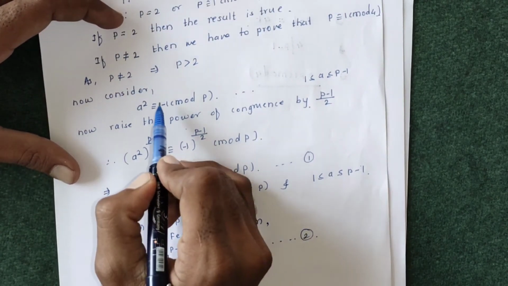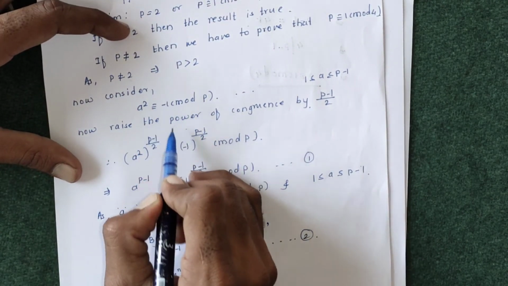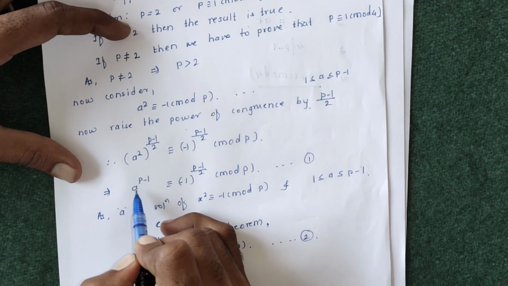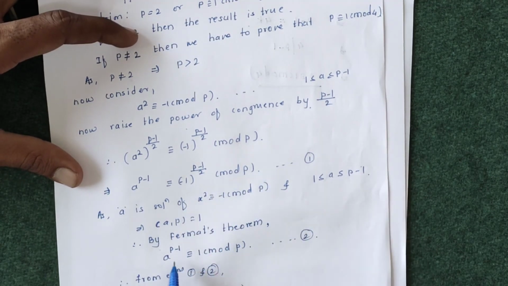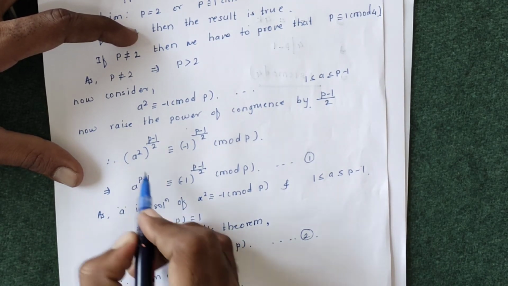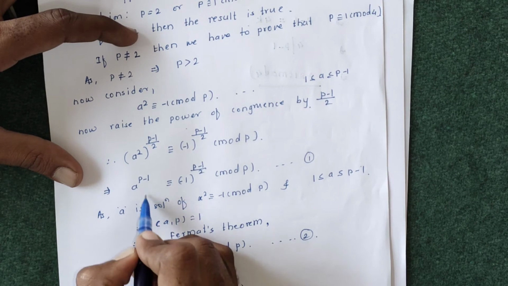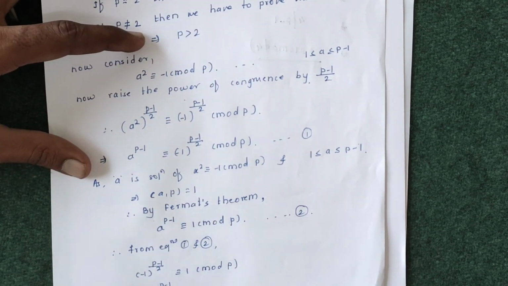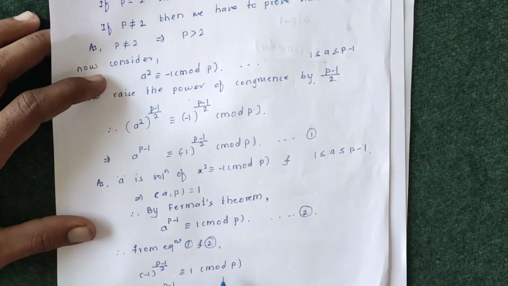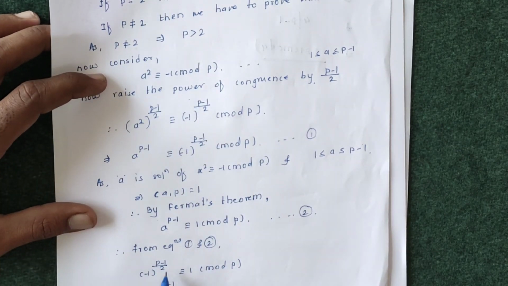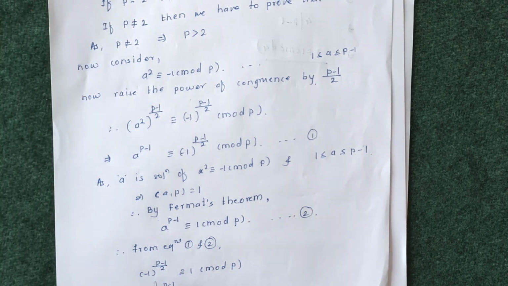Before that, we raise the power of this congruence by p minus 1 by 2 and get a raised to p minus 1 is congruent to minus 1 raised to p minus 1 by 2 mod p. So putting the value of a raised to p minus 1, which is congruent to 1 mod p, instead of a raised to p minus 1 we can write 1. So we get minus 1 raised to p minus 1 by 2 is congruent to 1 mod p, and minus 1 raised to p minus 1 by 2 has only two possibilities, since minus 1 raised to any integer is either plus 1 or minus 1.